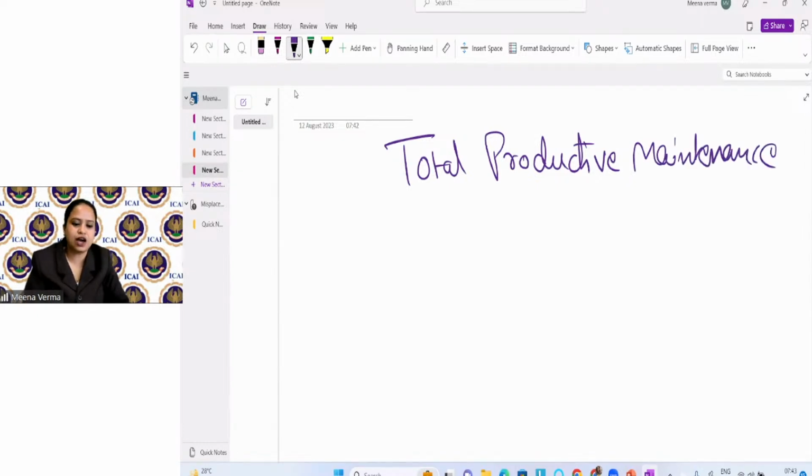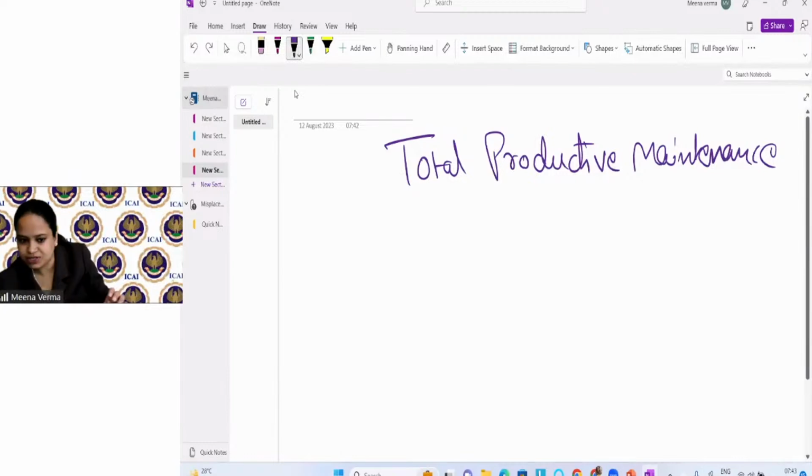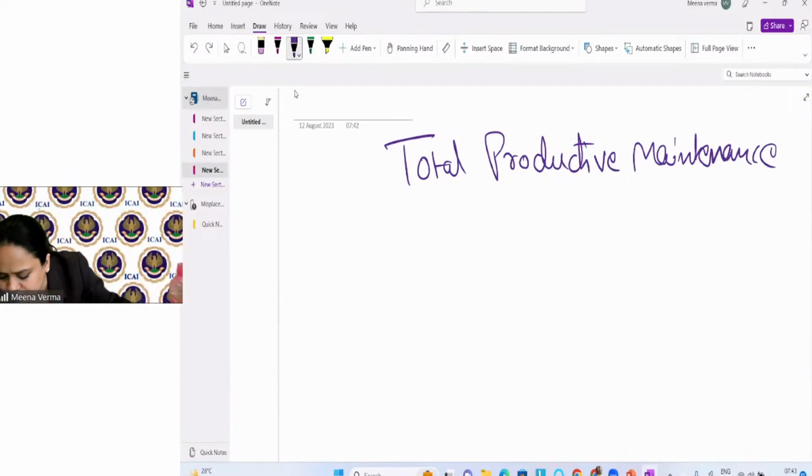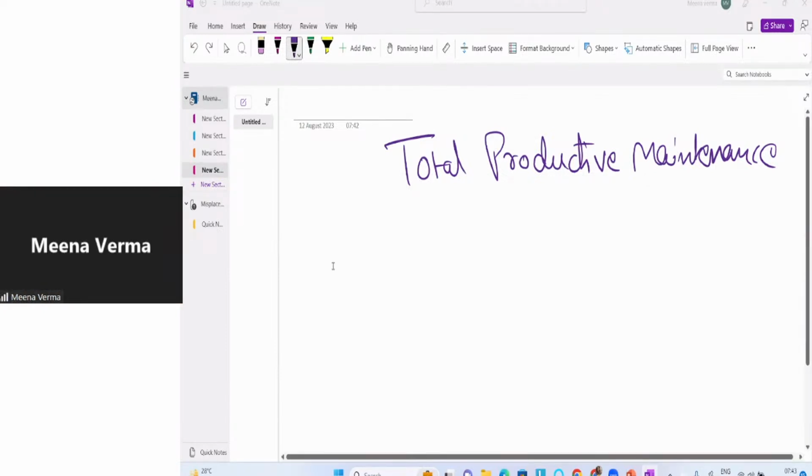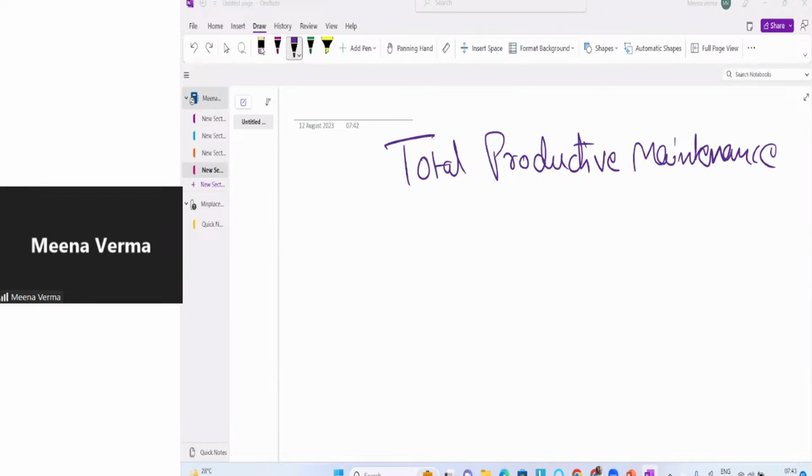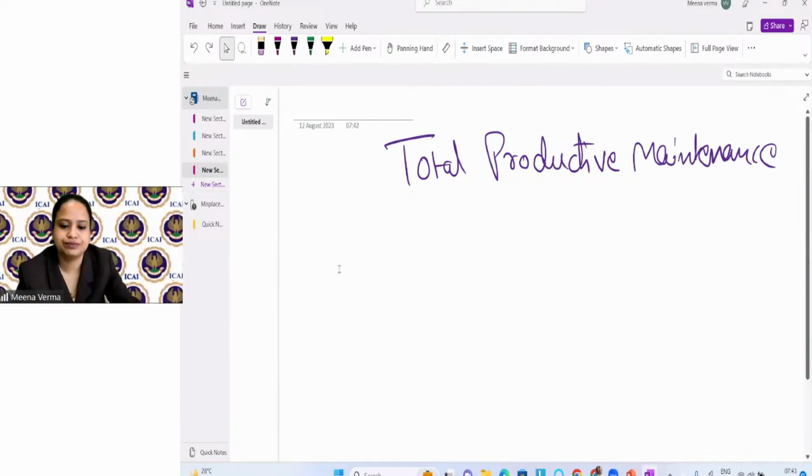So till now, we have learned about just-in-time system. We know the importance of implementation of just-in-time system. We have learned the importance of just-in-time system, right?